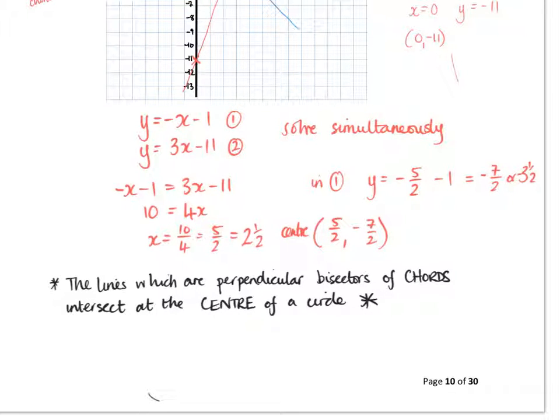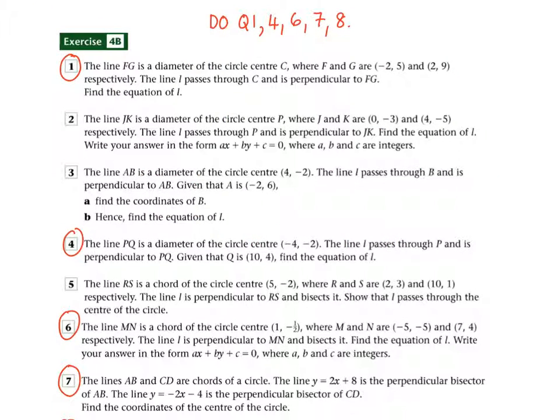So what I'd like you to do is exercise 4b. I'd like you to do questions 1, 4, 6, 7 and 8, and you'll find that on the next page. Then if you pause, let yourself do a couple of questions. If you fast forward, the solutions are after this exercise. So pause now, do some of the questions, and then we'll move on.